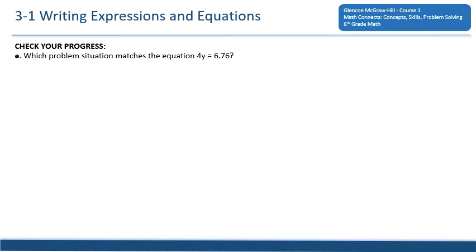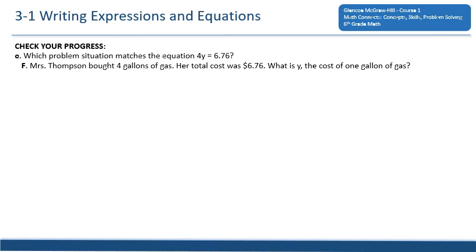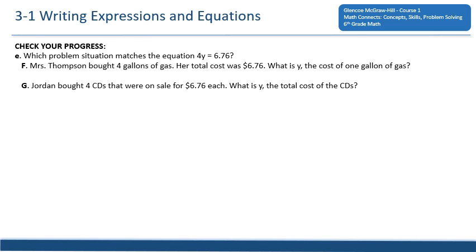All right, check your progress. Which problem situation matches the equation 4y equals 6.76? Mrs. Thompson bought 4 gallons of gas. Her total cost was $6.76. What is y, the cost of 1 gallon of gas? So if I multiply 4 gallons of gas times the cost of y, would I get the total of $6.76? I think I would, but let's look at the next choice.